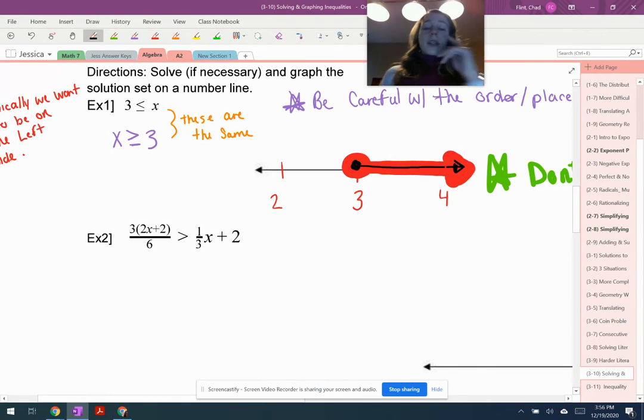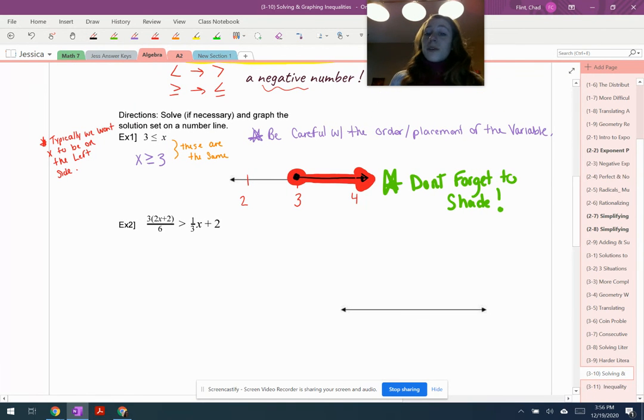But there we go. So that shows us that every single number from 3 onward, hence the arrow showing that it goes on forever, would make this inequality true. All of those numbers are greater than or equal to 3. So that's how we show that infinite number of solutions.